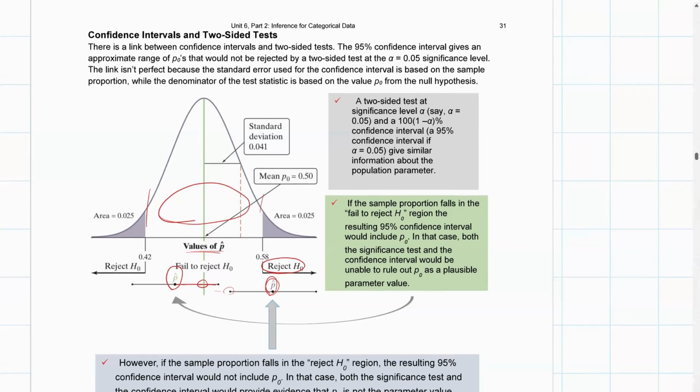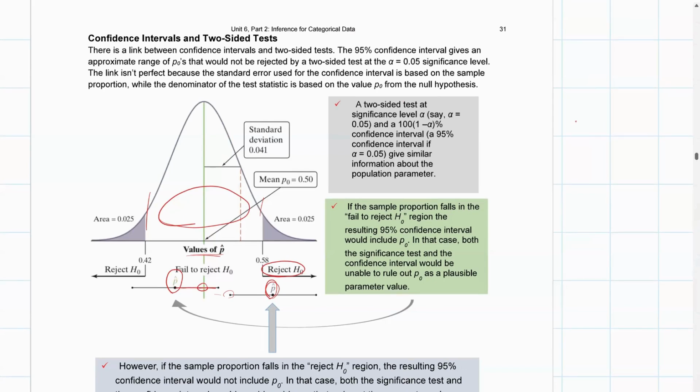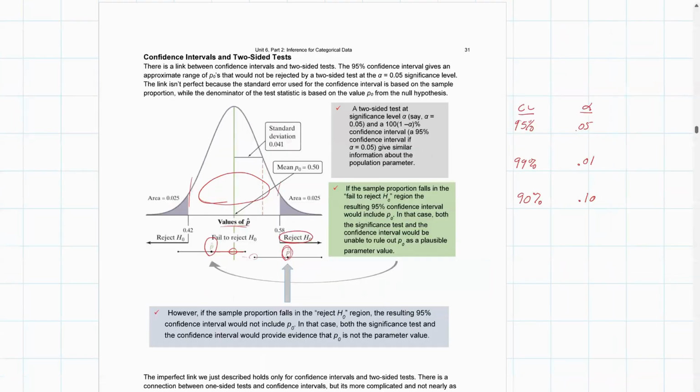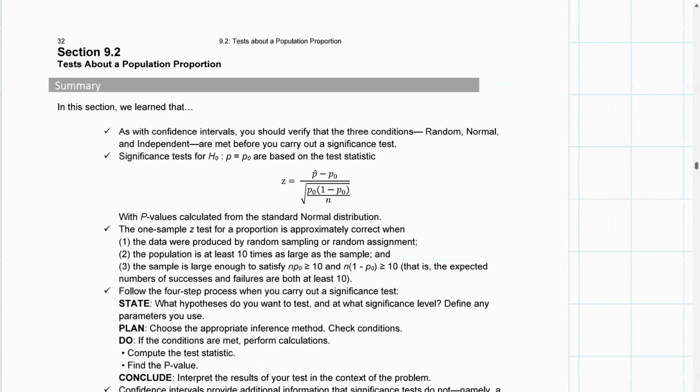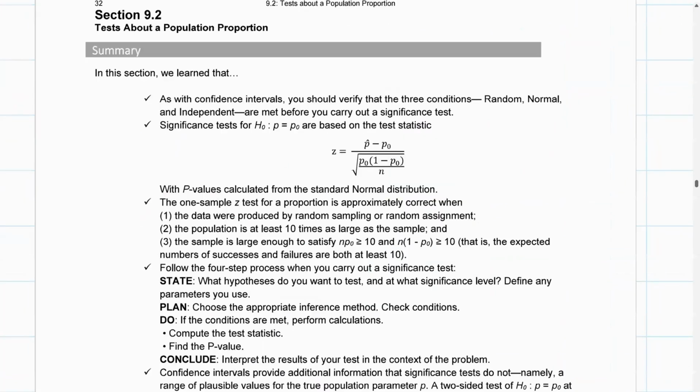Now, this is going to work such that a confidence level of 95% is going to be the equivalent of an alpha value of 0.05. If we had a confidence level of 99%, then the alpha value that we would be rejecting at is the 0.01 level. If we had a confidence level of 90%, it'd be equivalent to rejecting at an alpha level of 0.10. And that concludes our discussion of test for population proportion.